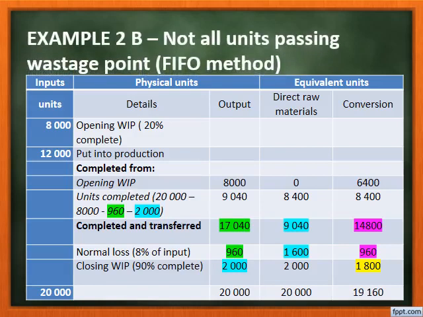By reference to example 2a, if the company was using first in, first out method, this is how the quantity statement will be. Did you notice the difference between the example 2a and 2b? Units completed and transferred are now split between opening work in progress and the current production. The opening work in progress did not receive any direct raw materials because the direct raw materials are issued at the beginning of the process. Opening work in progress would have already been allocated the direct raw materials in the prior period.